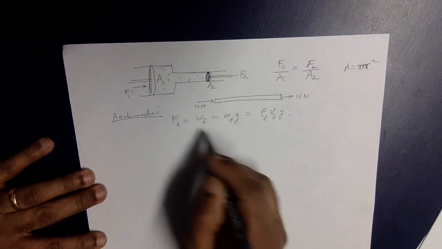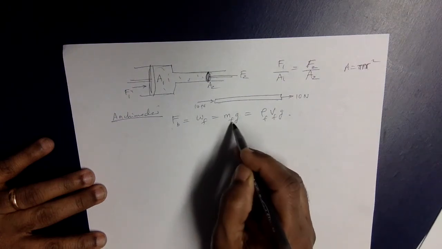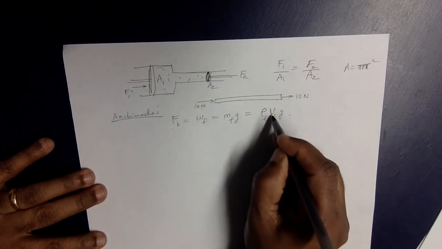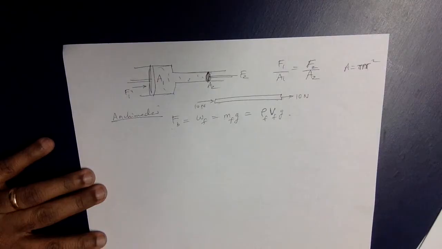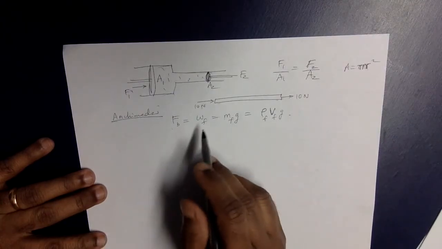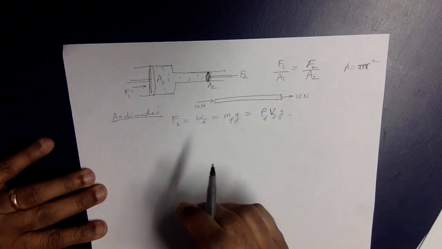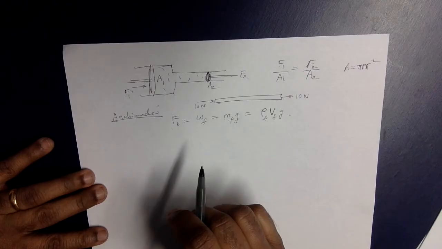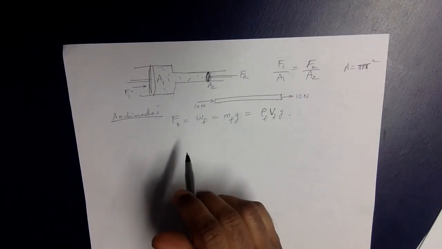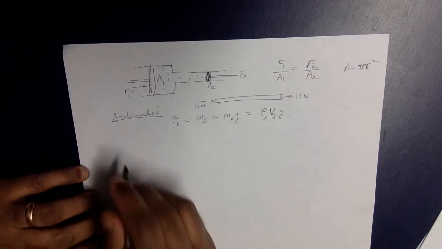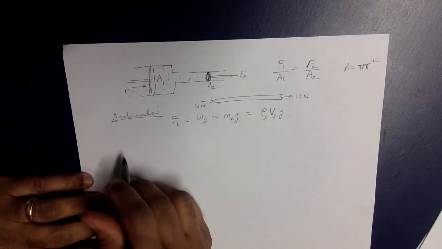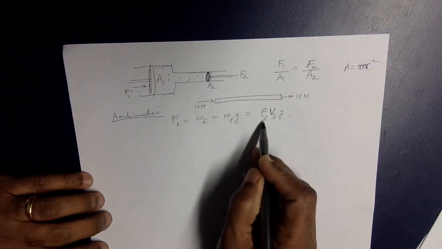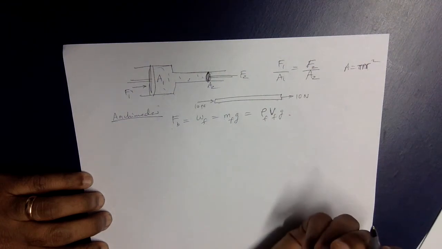Buoyant force, the weight of the fluid displaced, is equal to m_f, which is the mass of the fluid displaced, times gravity, which is density of the fluid displaced times volume of the fluid displaced times gravity. So you may be able to use any of these things as part of a problem solving step. Based on this, you can have some questions where if you are given the volume of the fluid displaced and the density of the fluid displaced, you should be able to find out the buoyant force.